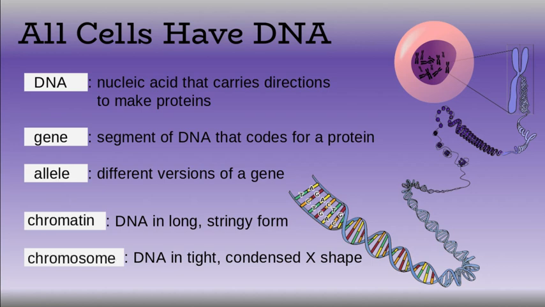DNA comes in two different forms. So it's still DNA, but it's just kind of what shape is it taking on? If it's in its very long, stretched out, stringy form like spaghetti, we call that chromatin. And if the DNA is really tightly packed up into an X shape, we call that a chromosome.